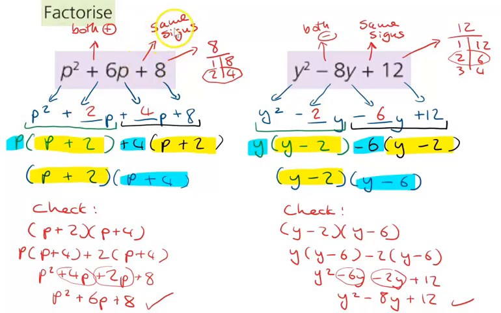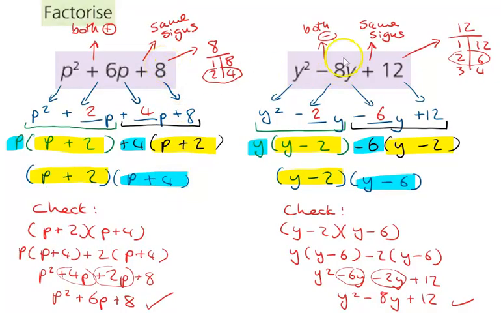So this plus tells us the signs are the same. So these two signs in my answer are the same. And this plus tells us they're both plus. So they're both plus. We can then have another look and say, well, 2 plus 4 is 6. And 2 times 4 is 8.